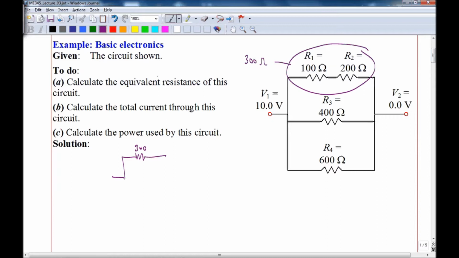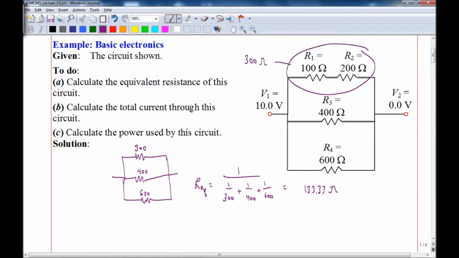300 ohms, and then our 400 and 600 ohm resistors, and these are in parallel, so we use the equation for parallel resistors. Our equivalent is 1 over each of the resistors added up in the denominator, so this would be 1 over 300, 1 over 400, and 1 over 600, and when you plug that in you get 133.33 ohms, which is the equivalent resistance of this circuit.